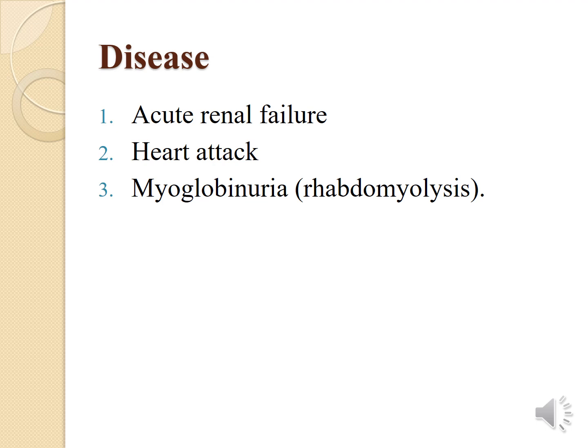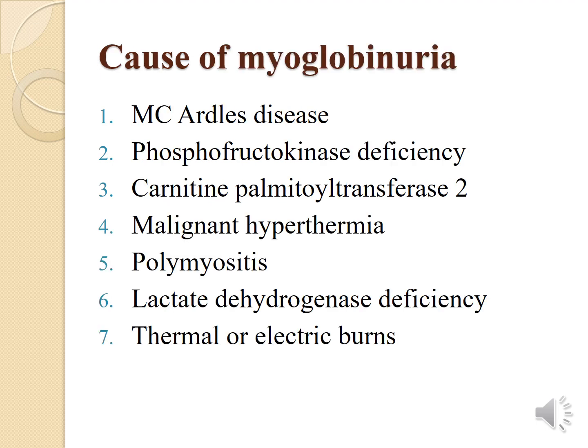And what are the diseases which occur if myoglobin doesn't function properly? They are acute renal failure, heart attack, and myoglobinuria, that is, rhabdomyolysis. And a cause of myoglobinuria is McArdle's disease. So what is McArdle's disease?